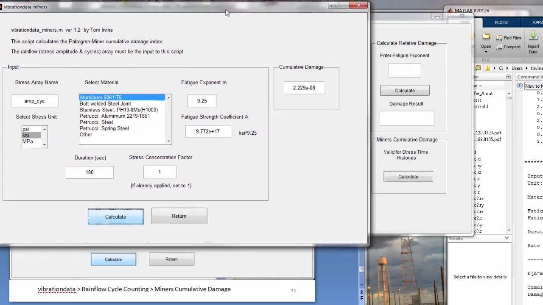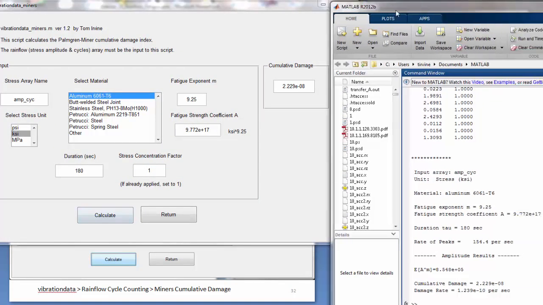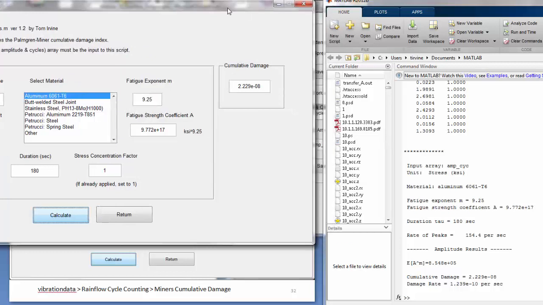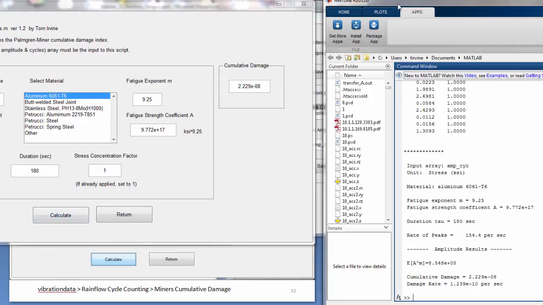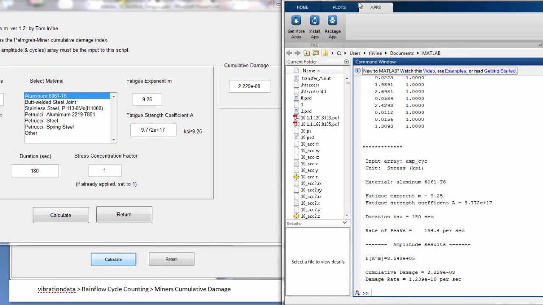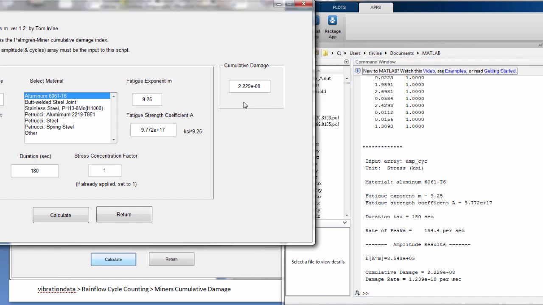And that is so well below 1 that we probably did not even need to do this calculation in the first place, because our part is going to last for a very long time at that level. But sometimes what I like to do, once I get these numbers, is say, well, okay, what if we had raised that level by 3 dB or 6 dB?